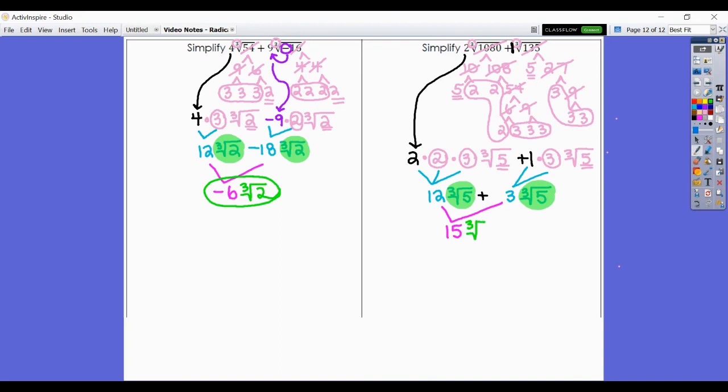Makes sense because if I have 12 cube root 5's, and then I add 3 more cube root 5's, I will get 15 cube root 5 as my final answer.